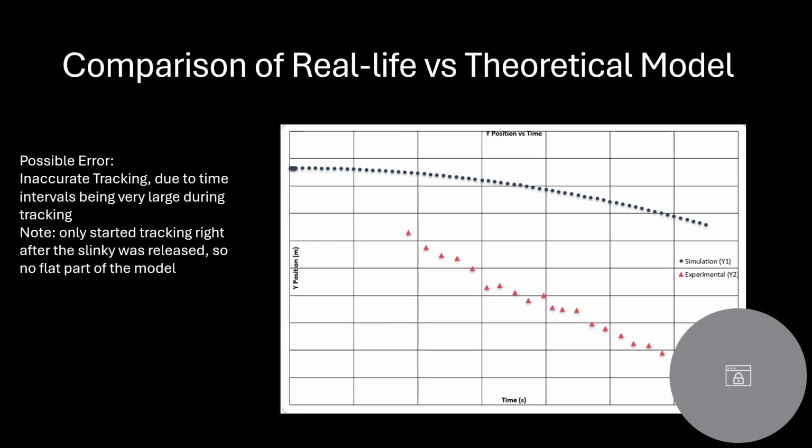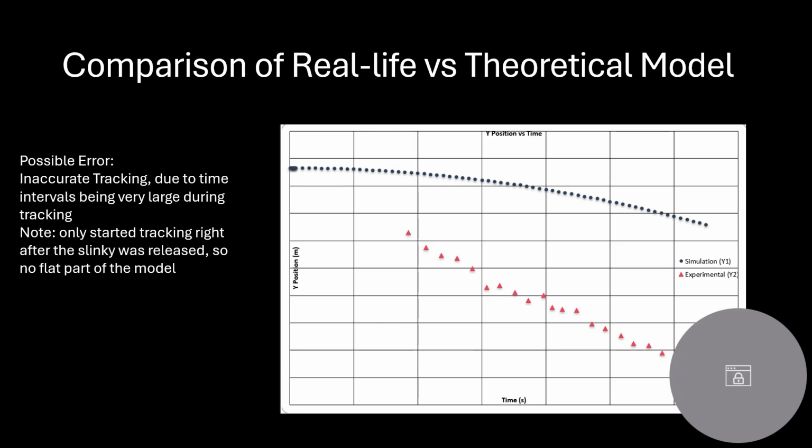Here is my comparison of real life versus the theoretical model. As you can see, they follow similar pathways, however, they're not exactly the same. One is more curved upwards, while one's more of a linear line. A possible error that could have caused this is inaccurate tracking due to time intervals being very large during tracking. I found that to make tracking easiest for me, I had to increase the frame rate to 8.